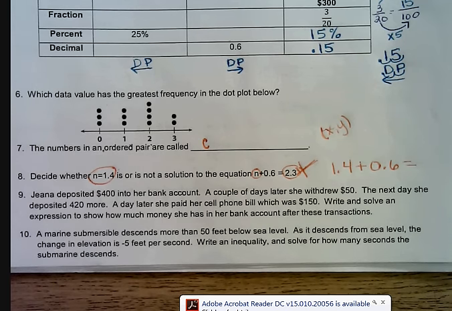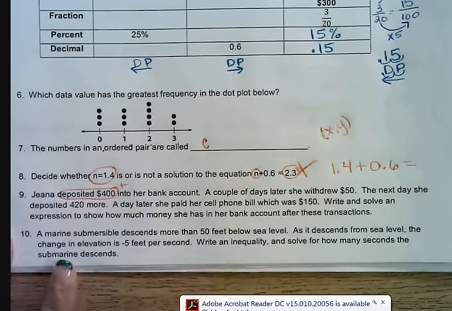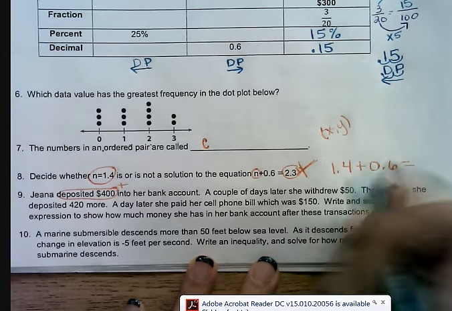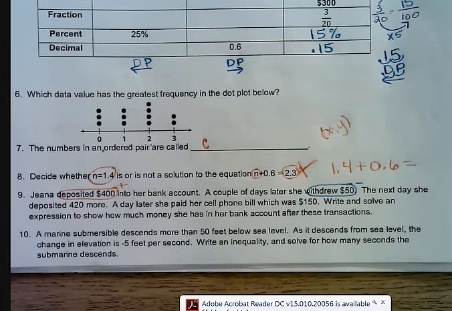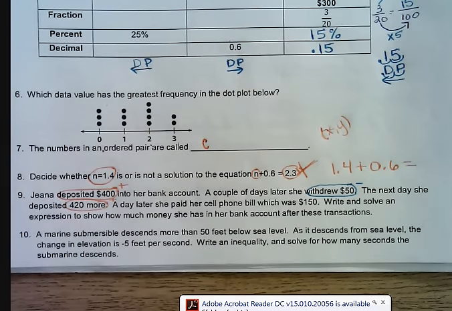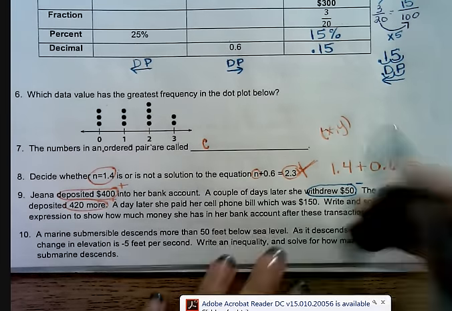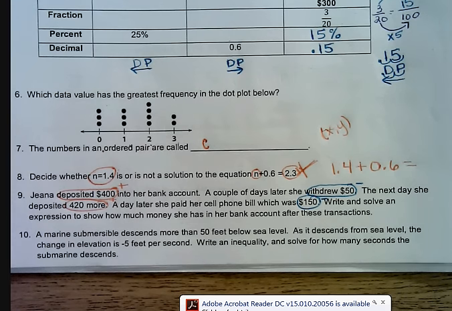Okay? Number 9. Jenna deposited $400 into her bank account. A couple of days later, she withdrew $50. Okay, so deposit is a plus. Withdrew is a negative. The next day, she deposited 420 more. Okay, it's another plus. A day later, she paid her cell phone bill, which was $150. Paid, that's a minus. Write and solve an expression to show how much money she has in her bank account after these transactions.